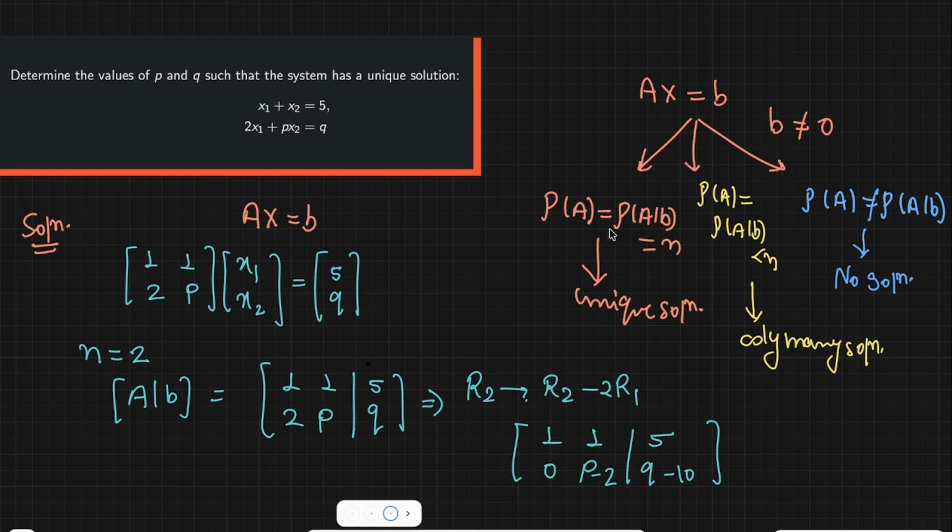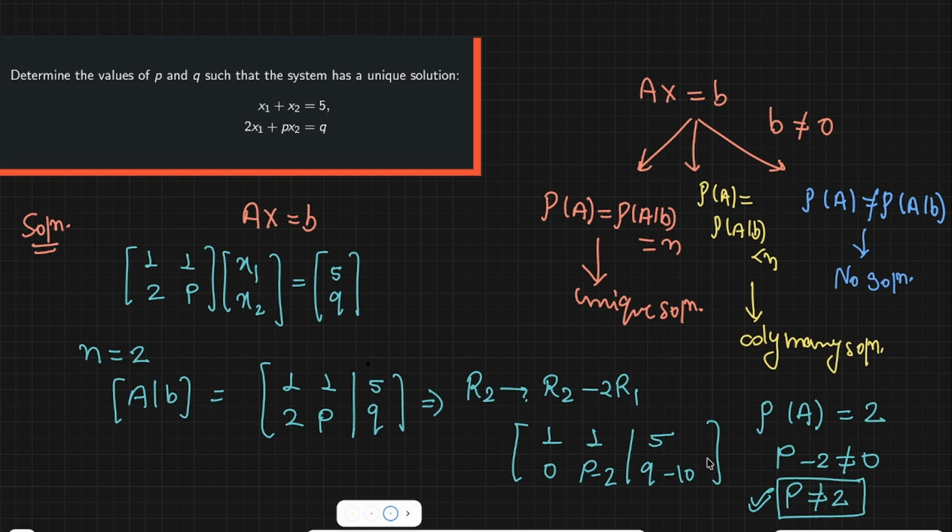Now the rank of A is equal to the rank of AB. So keep in mind, the rank of A should be 2. It means this entry must not be equal to 0. So p minus 2 should not be equal to 0. It means p should not be equal to 2. This is the condition on p.